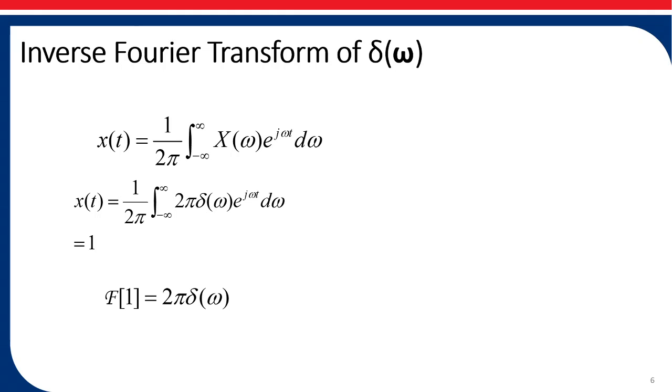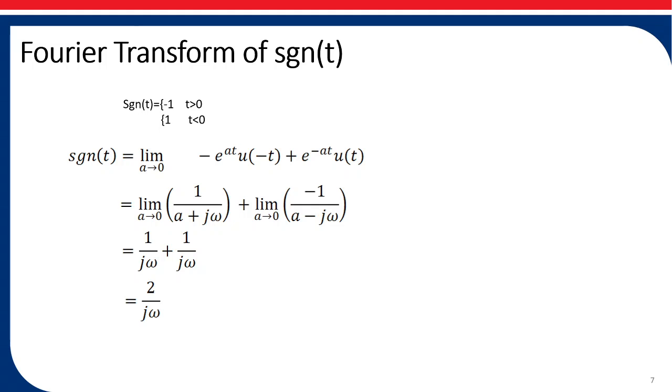Or in other words, we can say that the Fourier transform of 1 will come out to be 2 pi delta omega. The inverse Fourier transform of 2 pi delta omega will come out to be 1. Then the Fourier transform of signum function.